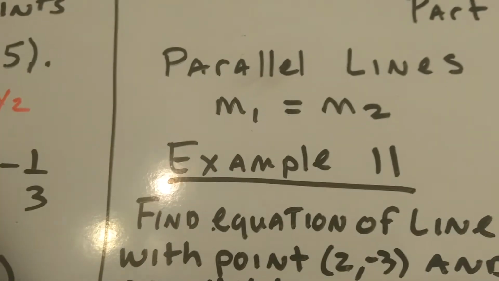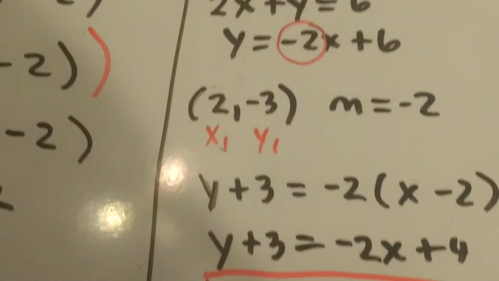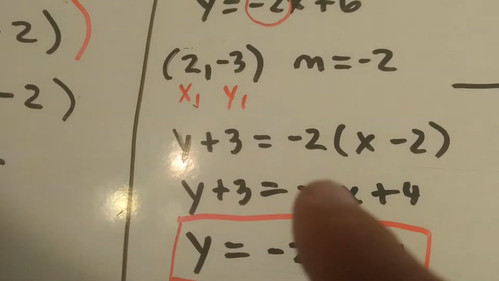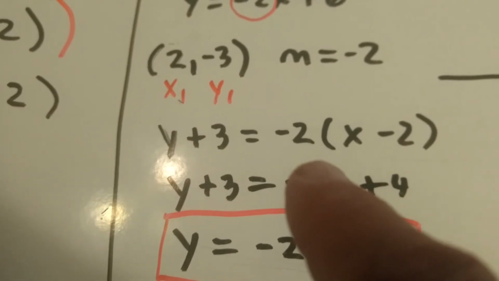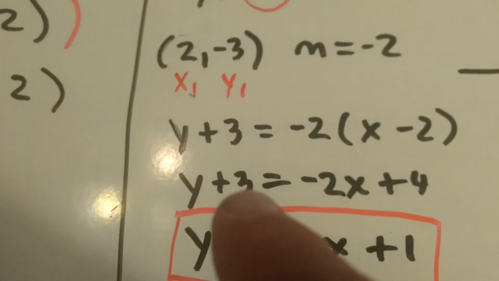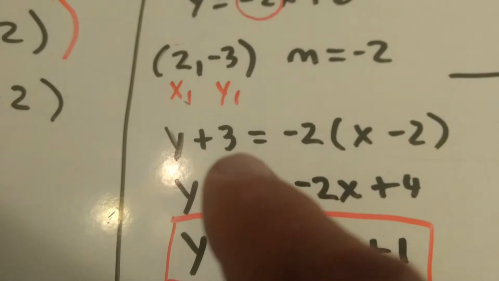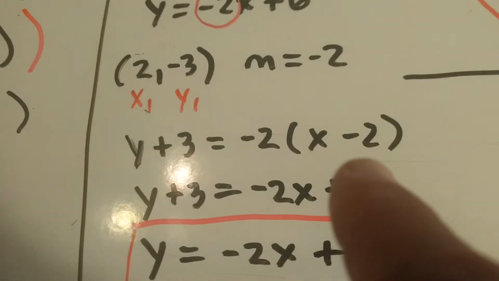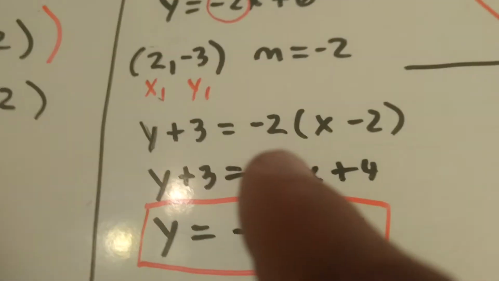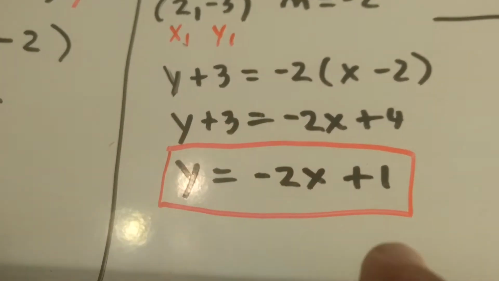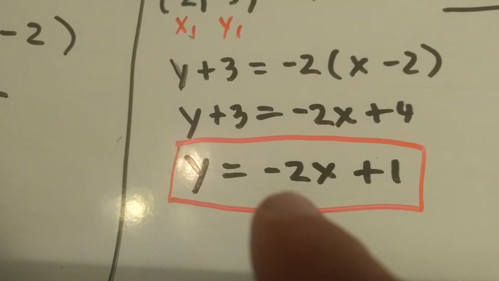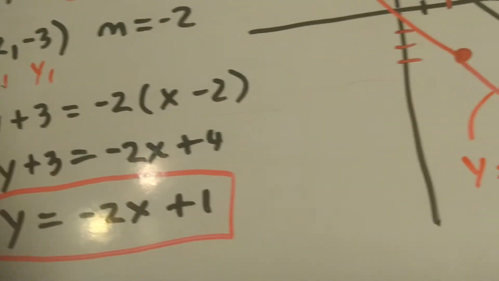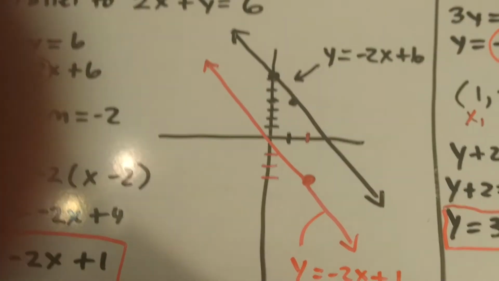Because parallel lines have the same slope, when I go to point slope, I'm going to use the negative 2, which was the slope of the line given to me. I'm going to use the point 3 for y and 2 for x. I distribute the negative 2, subtract the 3 over. Here's my equation for the red parallel line. Y equals negative 2x plus 1. And thus this is what I have right here.